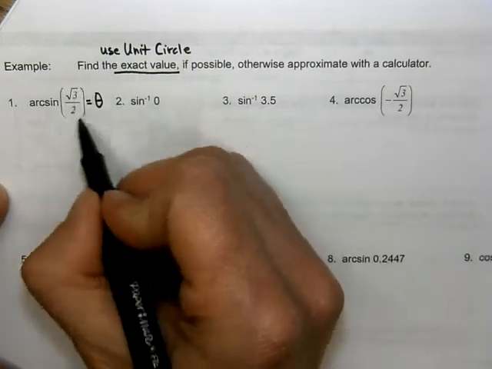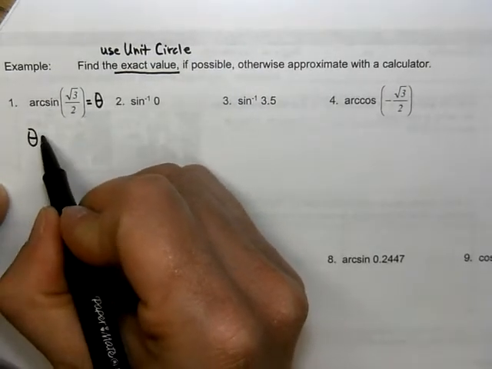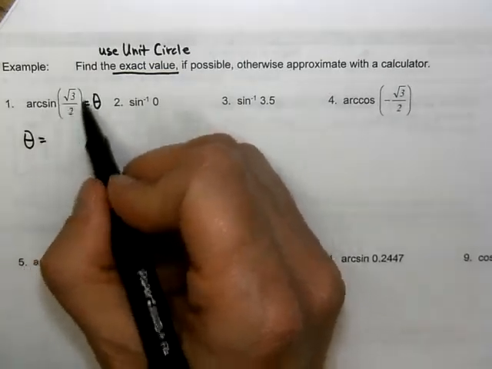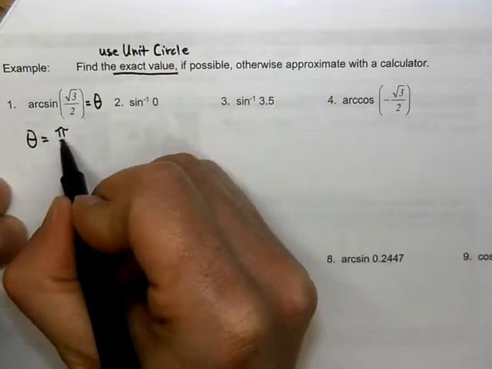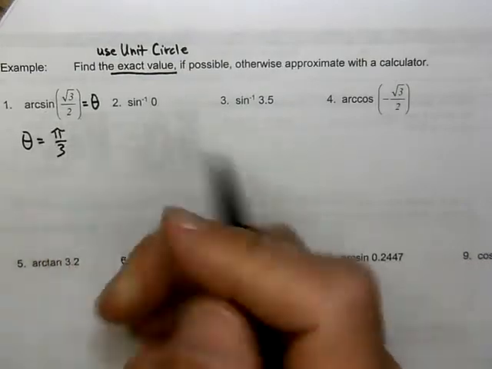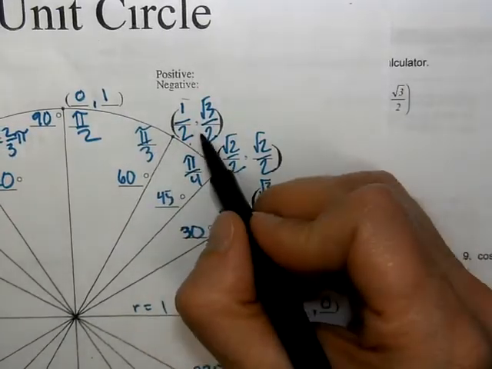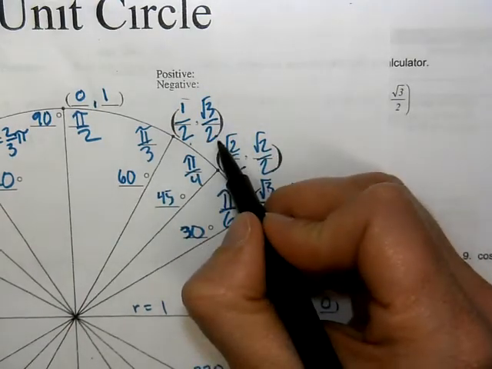So think to yourself, where are we on the unit circle? What must my angle of rotation be such that I get a y-coordinate of root 3 over 2? So that answer is pi over 3. Now if you take a look at the unit circle and we're looking at this angle of pi over 3, we see that here, right? Sure enough, there's the y-coordinate of root 3 over 2.